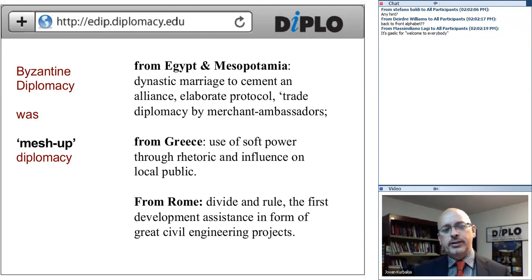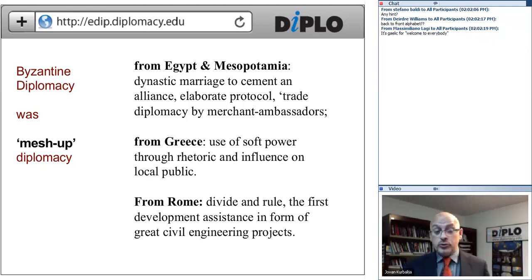It wasn't a difficult task because they had to deal with the nomadic tribes, and it was relatively easy to influence them, at least in the first period of the Byzantine Empire. They used quite extensive rhetoric, and they tried to influence the local public. When we use that terminology nowadays, we have to use it with the necessary care. The public were basically ruling families and circles around the leaders of the nomadic tribes which were surrounding the Byzantine Empire.